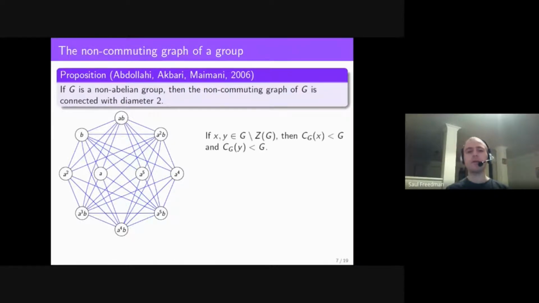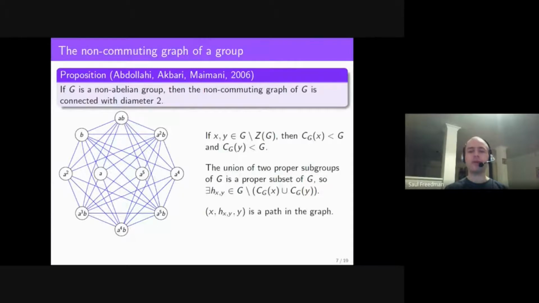So let X and Y be vertices in the graph. In other words, X and Y are non-central elements in G. Then because they're not central, the centralizer of X in G and the centralizer of Y in G must each be proper subgroups of G. And it's not hard to show that the union of 2 proper subgroups of G must be a proper subset of G, which means that there exists an element H in G, depending on X and Y, that doesn't lie in either centralizer. So H does not centralize X or Y, which means that X, H, Y is a path in the graph. So we've shown that given any 2 vertices in the graph, there's a path of length at most 2 joining them, and so the graph is connected with diameter at most 2.